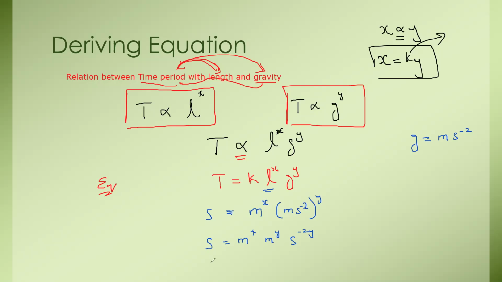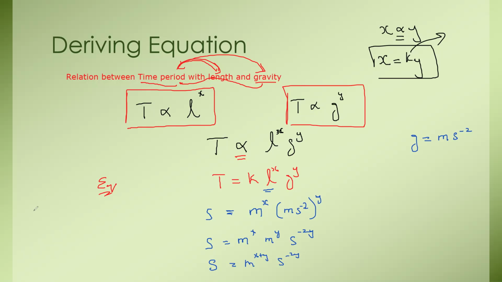Now, we can further simplify. There is no k, because k is a constant. It's just a mathematical constant of the proportionality. So we don't include anything. It can have a dimension, but it cannot be taken right now. When we are finding a relation between the quantities, we ignore k in that case. So this will be second, this will be m, this will be m to the power x plus y, and this will be second to the power minus 2y.